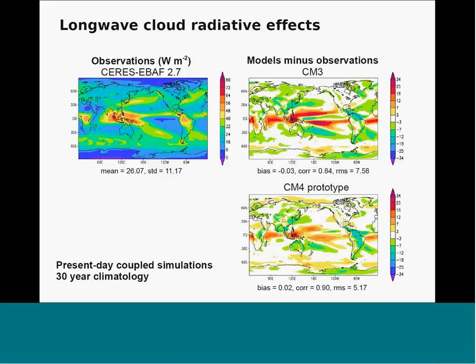Looking now at longwave cloud radiative effect, which shows more of the high clouds. CM3 had a bias in the tropical region with excessive high clouds, and that bias is substantially reduced in CM4. You can see the colors are reduced, the RMS is improved.